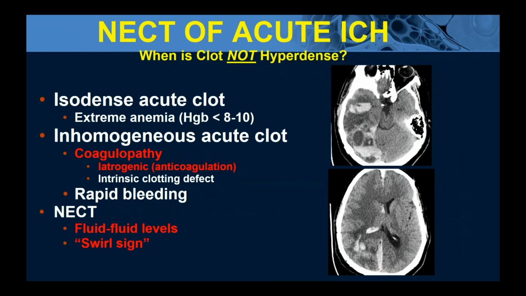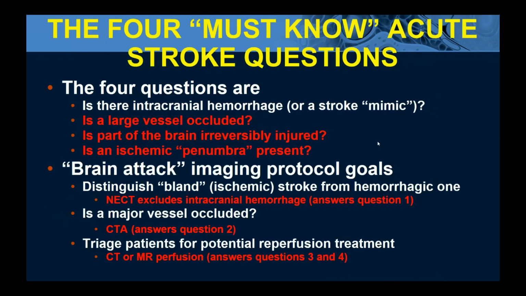Now, not all acute clots are hyperdense. If the patient has a coagulopathy and is anticoagulated, which is our most common situation, you can see really bizarre things like fluid levels, like we've got here. You can see rapid bleeding with a swirl sign. And here, this is actually a swirl of blood that's accumulating in this particular patient. So sometimes your acute hematomas are not necessarily hyperdense.